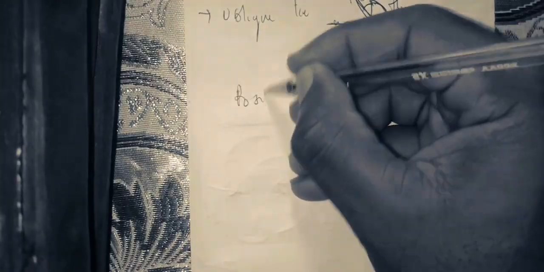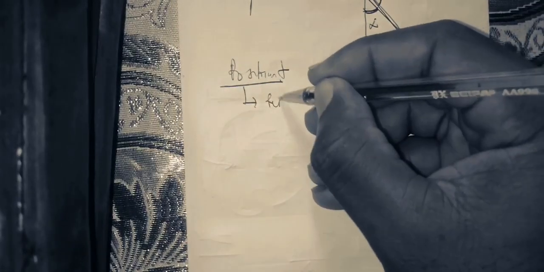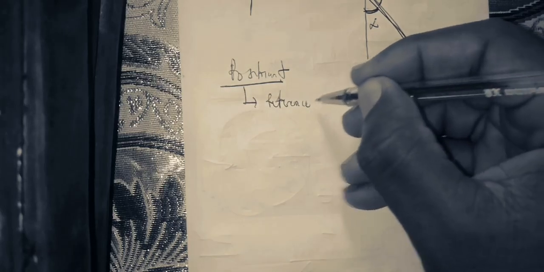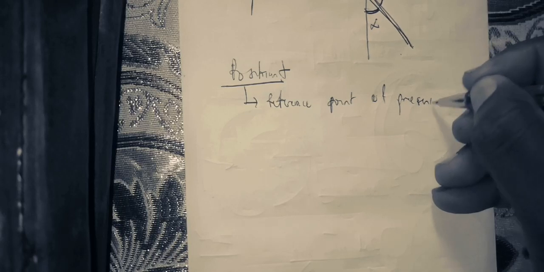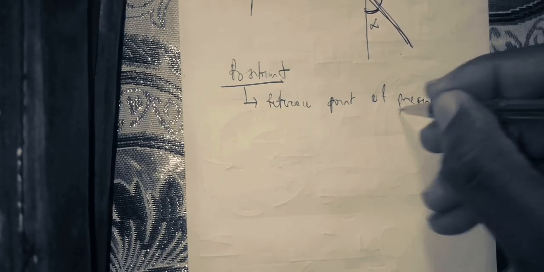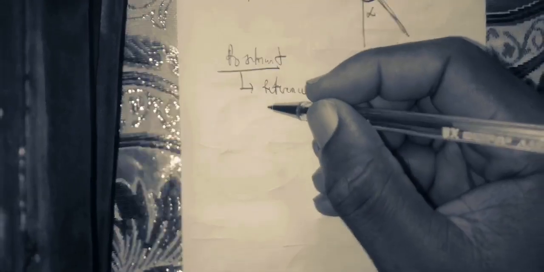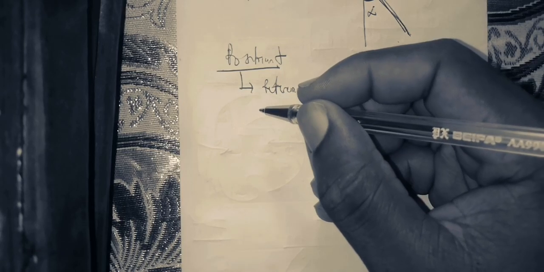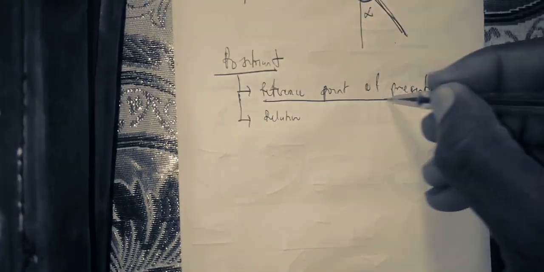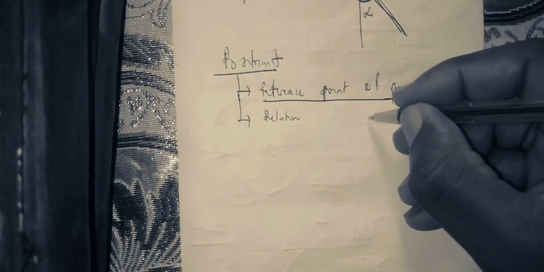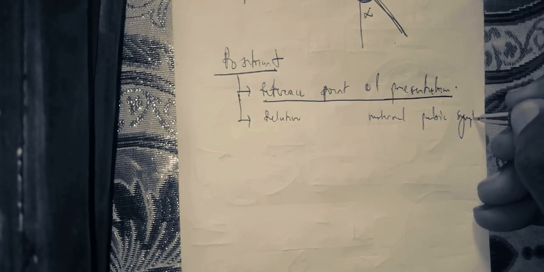Now after the lie, we have the position. For the position, we need to use a reference point of the presenting part in order to define position. Is it clear? So what is position? The position is defined as the relation of the reference point of the presenting part as compared to the maternal pubic symphysis. Is it clear? That is the definition of position.